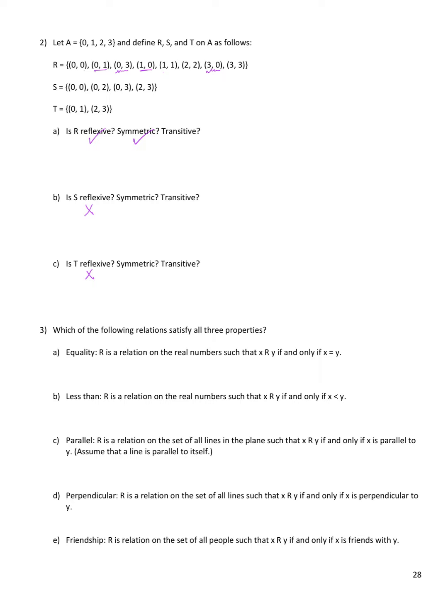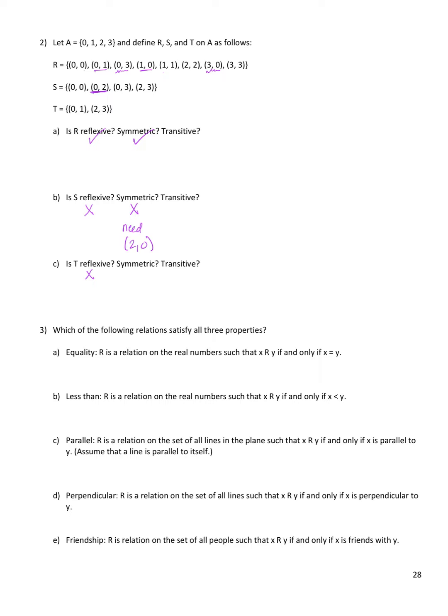Now let's do symmetry on the other 2. So for S, 0, 2 is in the set. For it to be symmetric, 2, 0 would have to also be in the set, and it is not. So we are missing, for example, 2, 0. We would also need 3, 0 and 3, 2 to make that symmetric. But as soon as one is missing, you can say not symmetric.